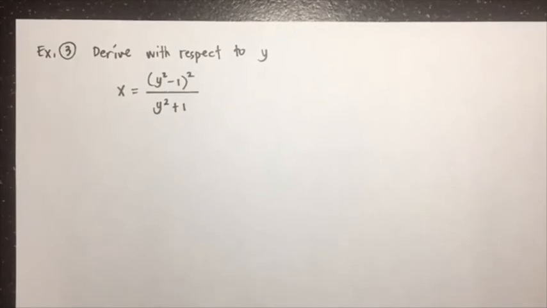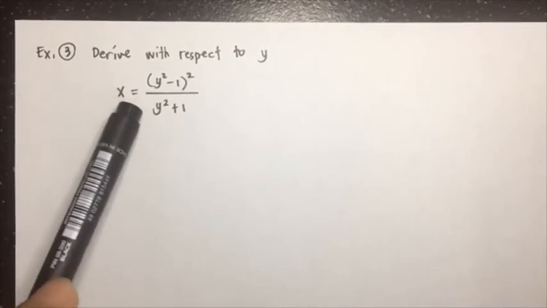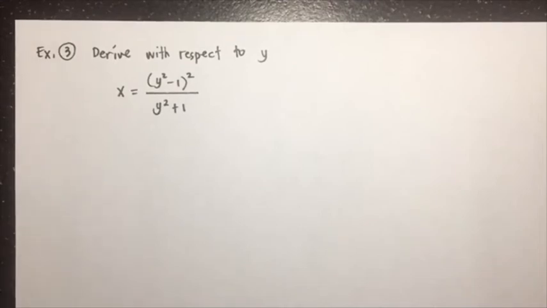Okay, so for our third example, we have this one. Derive x with respect to y, x is equal to y squared minus 1 squared over y squared plus 1. For this problem, obviously we will be using the quotient rule. So let's recall first the quotient rule.